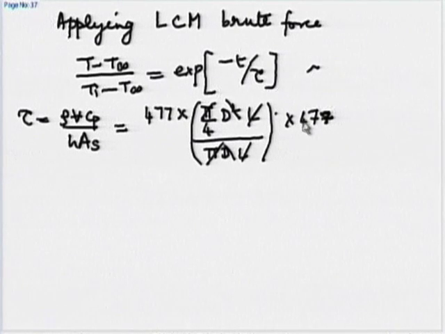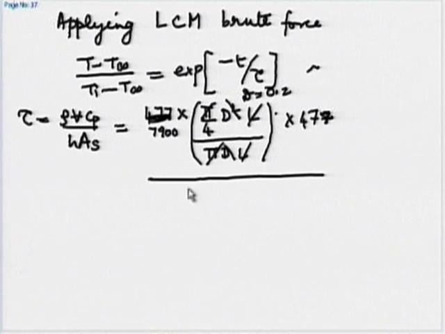And rho is already told, right? Rho V Cp. I have told for rho it is 7900, and D is 0.2 meters upon h. What is h here? 80 watts per meter squared Kelvin. That's it. A s is not there. Okay. What is the tau I get?